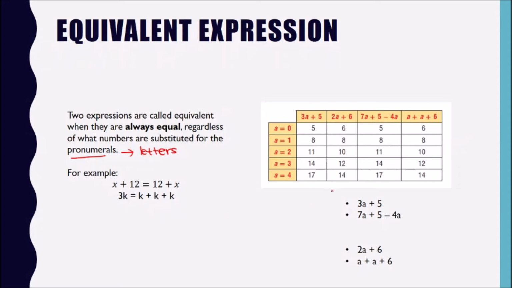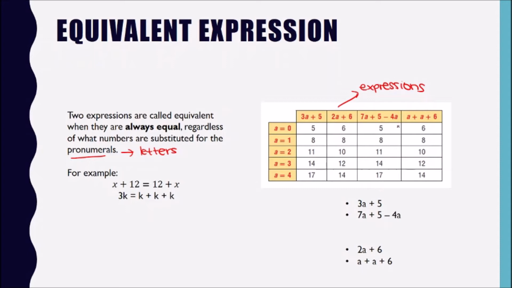Here is a table, and you've got your expressions up the top. Over here you've got the values that you need to substitute into a. When a equals 0, the expression equals 5. When a equals 0 here, the expression equals 6. I will show you how to work it out in the next few slides.